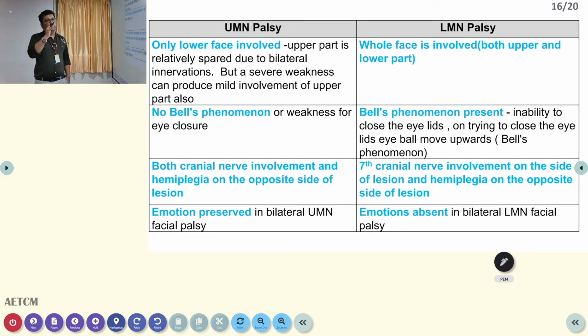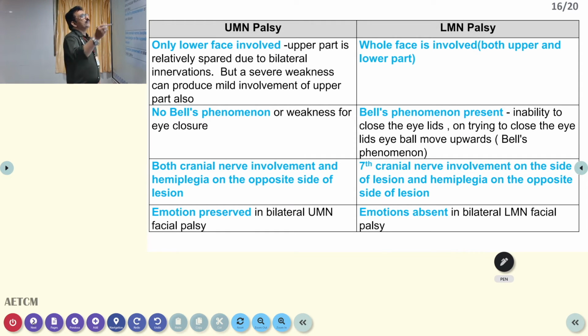We will see how you differentiate these two things. LMN palsy means from the brainstem, especially from the pons, you can have a lesion and the face will be involved on the same side. Suppose a right-sided pontine lesion, the whole right face will be involved, pontine or outside the pons. That is, the cranial nerve as such is involved. The whole right side is involved. Both upper part and lower part will be involved.